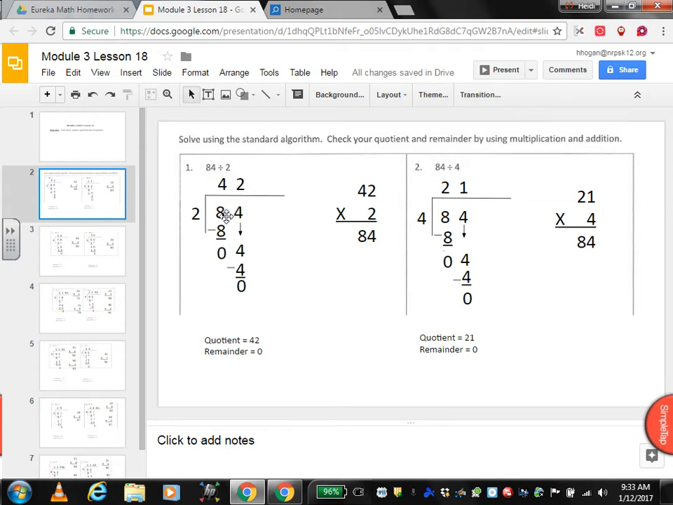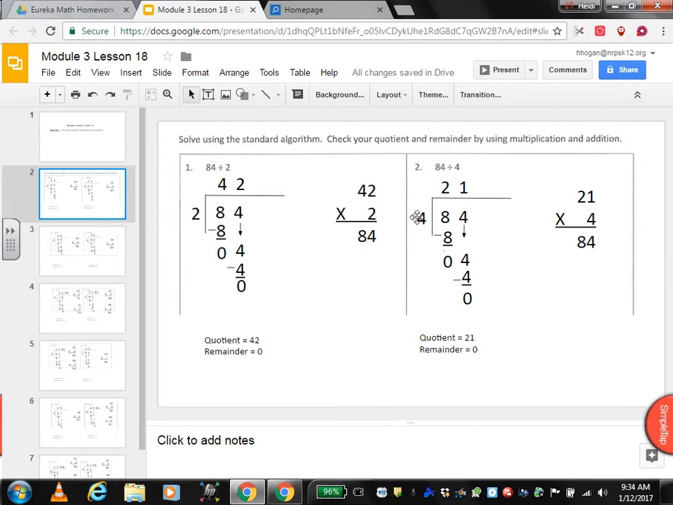So let's begin. 84 divided by 2. So divide. 8 divided by 2 is 4. Now you do need to know these basic facts, so I'm going to go do that pretty quickly. So divide, multiply. 4 times 2 is 8. Subtract. 8 minus 8 is 0. Bring down the ones place. We have a 4. 4 divided by 2 is 2. 2 times 2 is 4. Subtract. 4 minus 4 is 0. So our quotient is 42. So 84 divided by 2, the quotient, the answer, is 42 with no remainders.